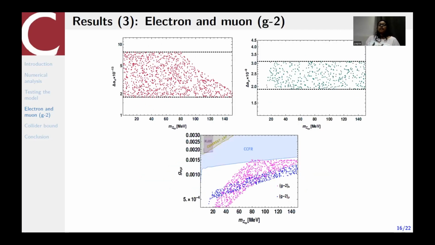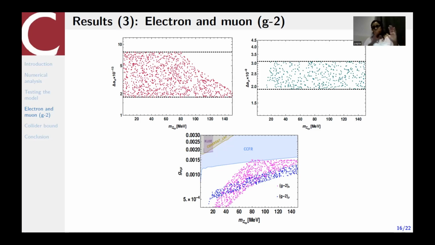In that slide, we have plotted the electron and muon g minus 2 calculations. You can see that in the first panel, we have delta a_e versus M_{Z_{e mu}}. In that case, the grid lines are the delta a_e experimental 3 sigma allowed region. The second panel is delta a_mu versus M_{Z_{e mu}}. And in the third panel, we have g versus M, that means the coupling versus mass plot.